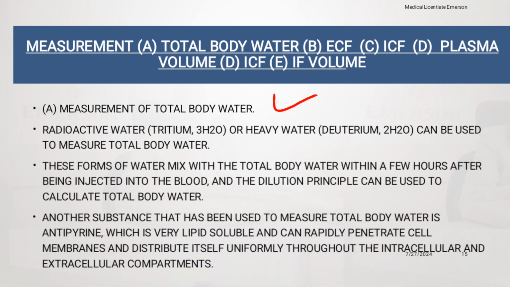Another substance that has been used to measure the total body water is antipyrine, which is very lipid soluble and can rapidly penetrate cell membranes and distribute itself uniformly throughout the intracellular and extracellular compartments. That is antipyrine.